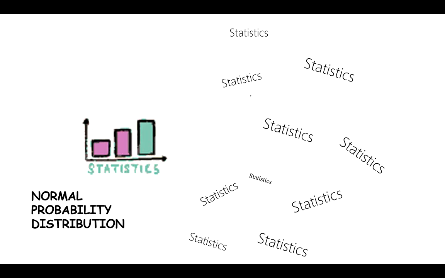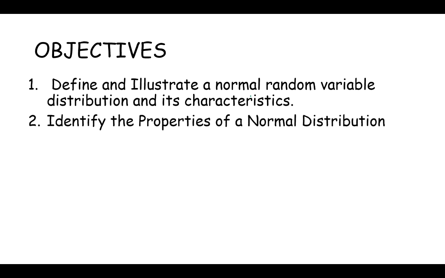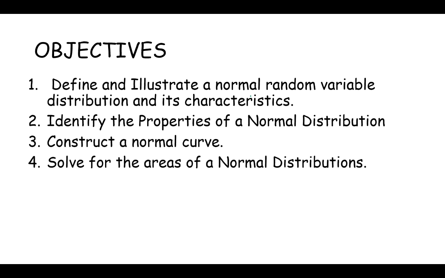Our lesson for today is all about normal probability distribution. Let's have first our objectives. Define and illustrate a normal random variable distribution and its characteristics. Identify the properties of a normal distribution. Construct a normal curve. Solve for the areas of a normal distribution. So we are going to get the areas of a region in the normal distribution.